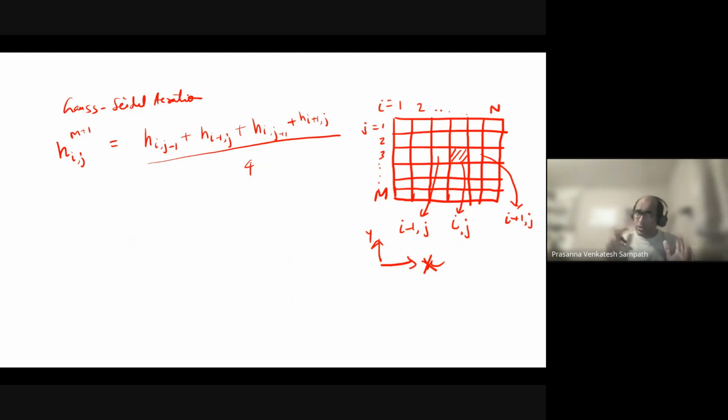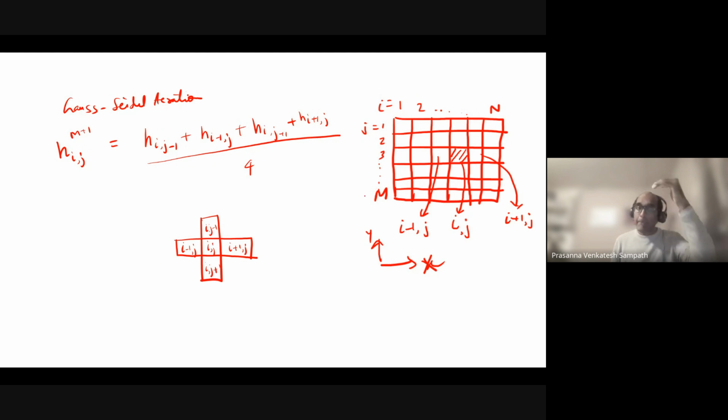Now in the Gauss-Seidel method, we are going to do a slightly different thing. Let us say, I'm going to draw the 5-point stencil. So this is my 5-point stencil. This is I comma j. This is I plus 1 comma j. This is I minus 1 comma j. This is I comma j minus 1, and this is I comma j plus 1. Remember the numbering goes from I equal to 1, 2, 3, 4 all the way to n, and j equal to 1, 2, 3, 4 all the way to m.